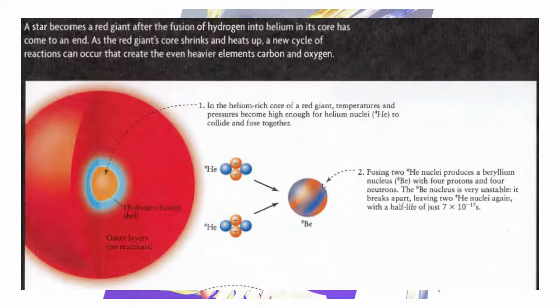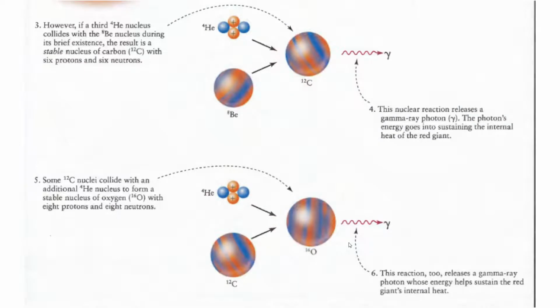Okay, so we see that the hydrogen fusing shell is still going on, and it heats up so much that the temperature and pressure become high enough for helium nuclei to start fusing together. So instead of two hydrogens, we have two heliums that squeeze together, and they make a beryllium atom. But this thing is not very stable. It doesn't last very long. You see it's 7 times 10 to the negative 17th seconds. That's how long it exists. Most of the time it just breaks apart.